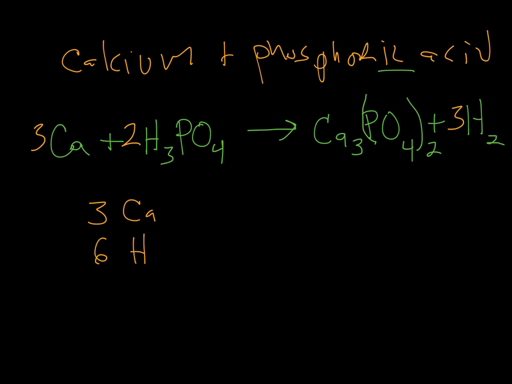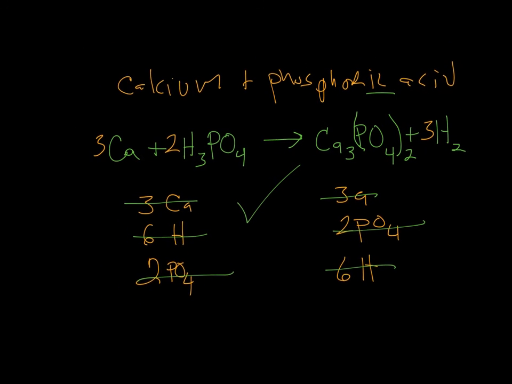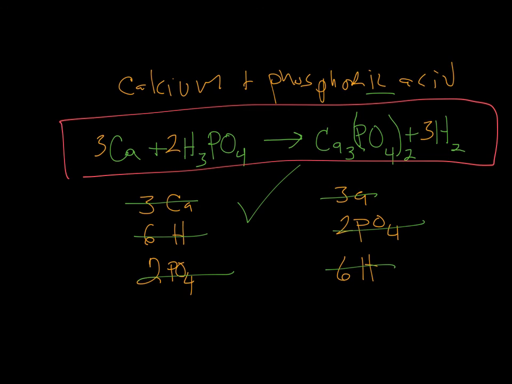Now I have on the left side 3 calciums, 6 hydrogens, and 2 phosphates. And on the right side I have 3 calciums, 2 phosphates, and 6 hydrogens, and these are the same, these are the same, these are the same. It is balanced. So my final answer is this right here.